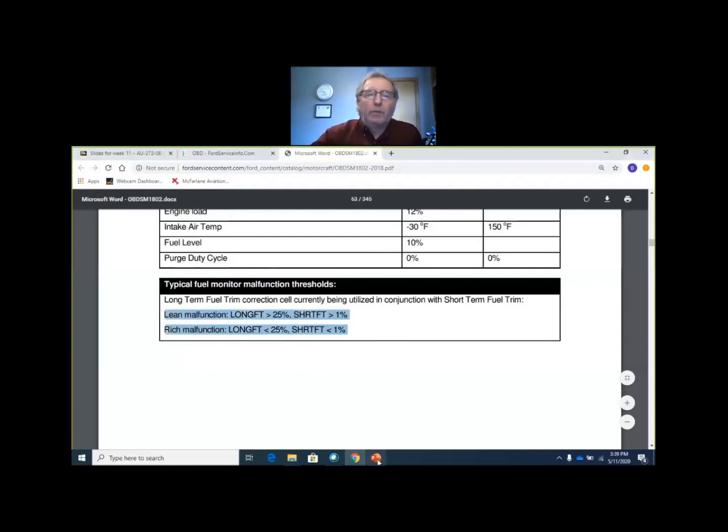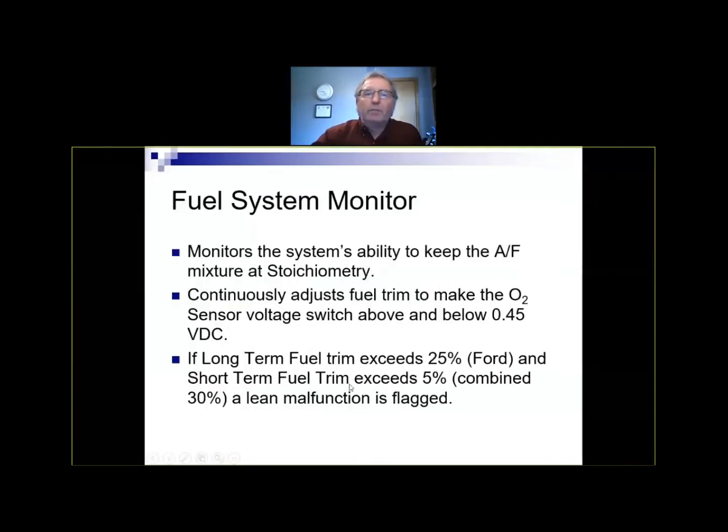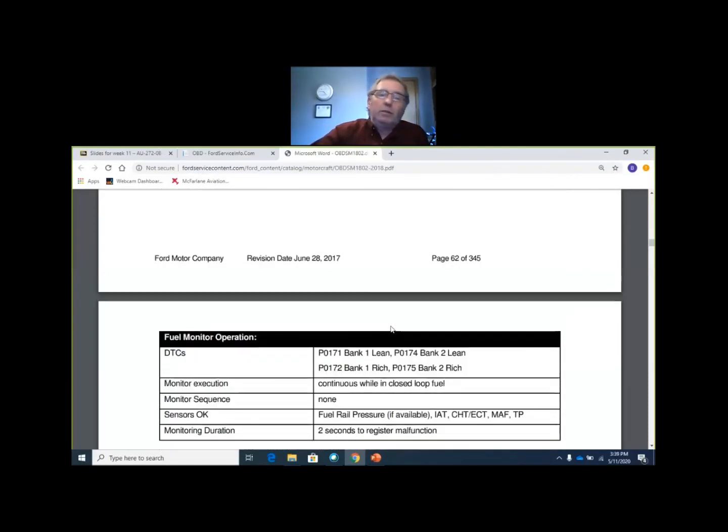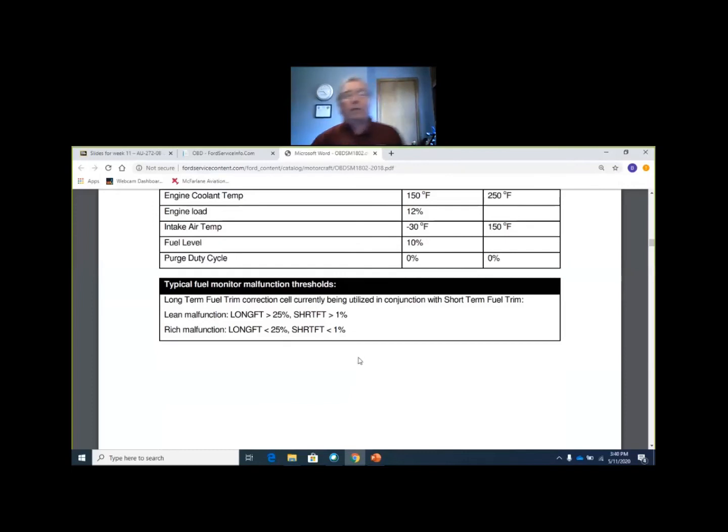What is it on that Ford? So going back to my slide, right? Fuel system monitor. I guess that's close, right? This really should say not 5% here. This should say 1. So we have a combined of 26. Anything over 25 is what the bottom line is. Now keep in mind, I'm showing you this is a 2018 Ford. You could look in a different year, you might find different numbers. I am not going to do that. I'm not going to sit here and go through every possible year and see what the exact numbers are.